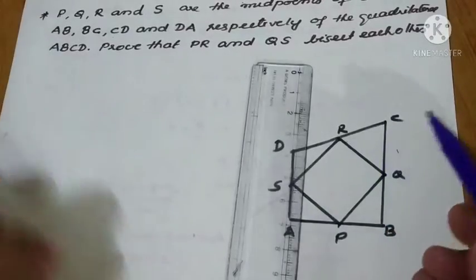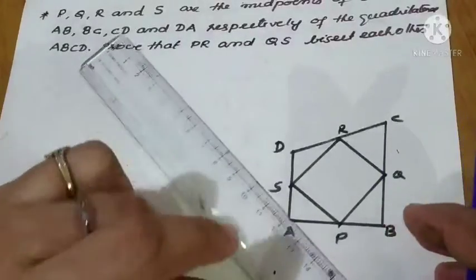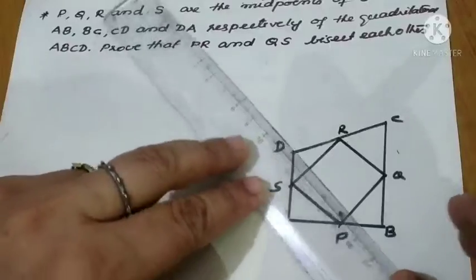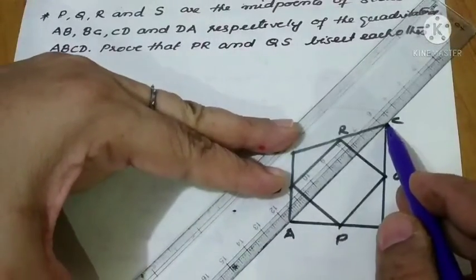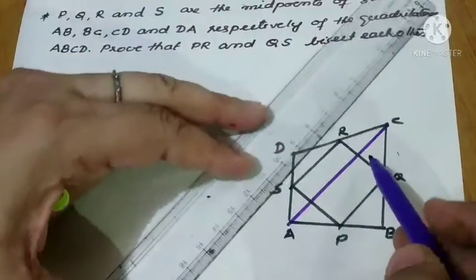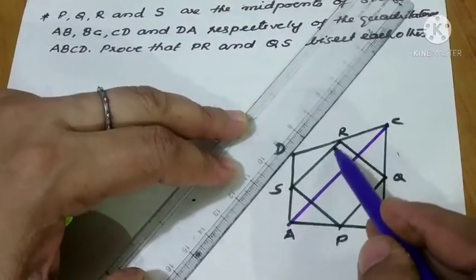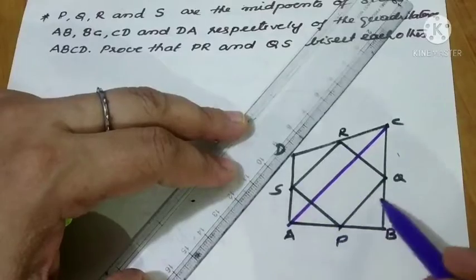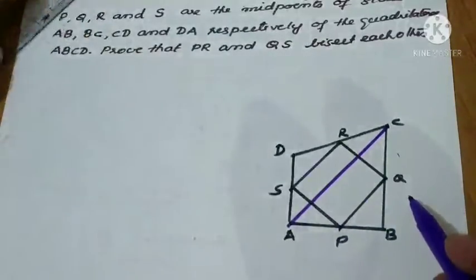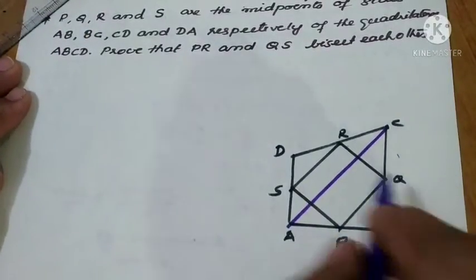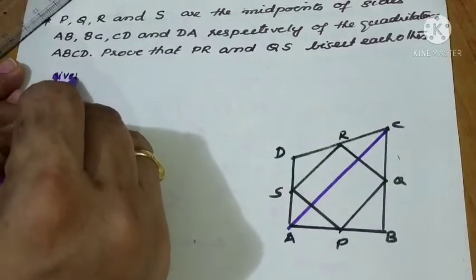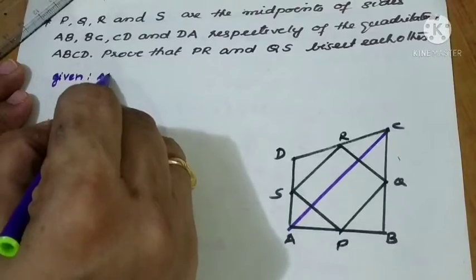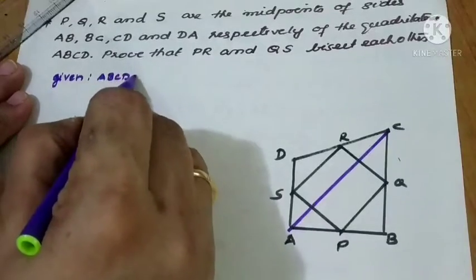Before that, we should prove that PQRS is a parallelogram. If it is a parallelogram, PR and SQ become the diagonals, and the diagonals of a parallelogram bisect each other. That concept we can use. So what is given here? ABCD is a quadrilateral.